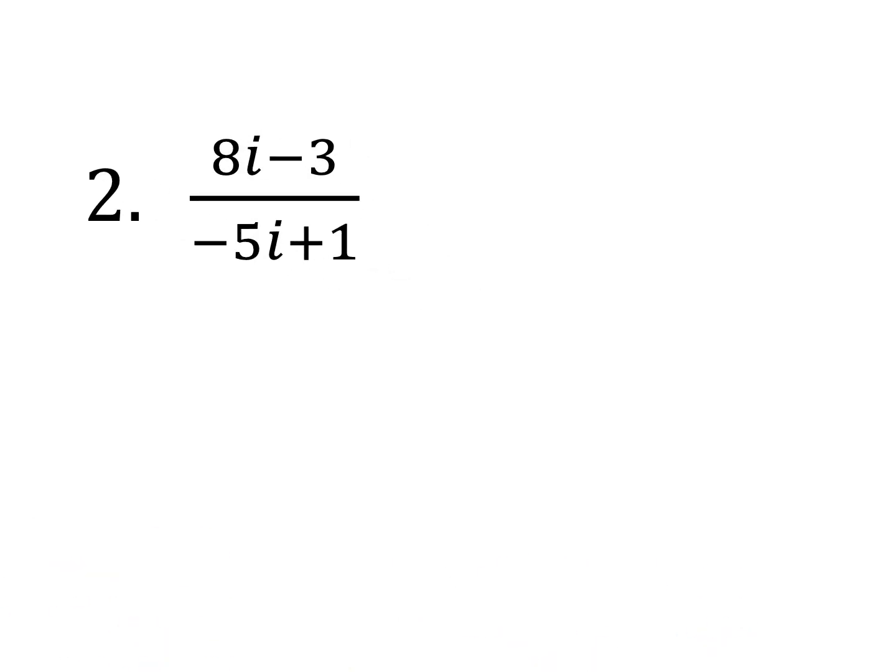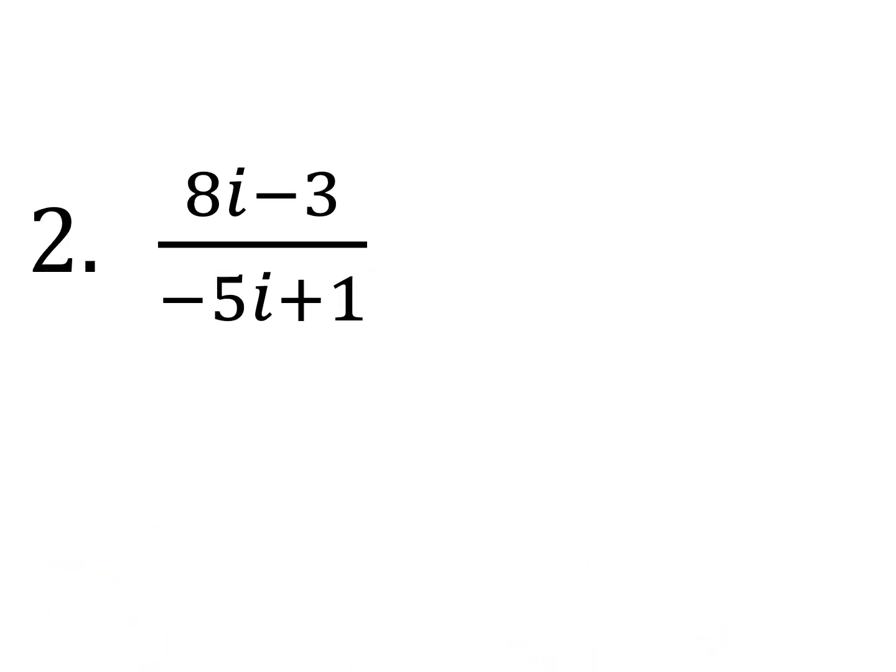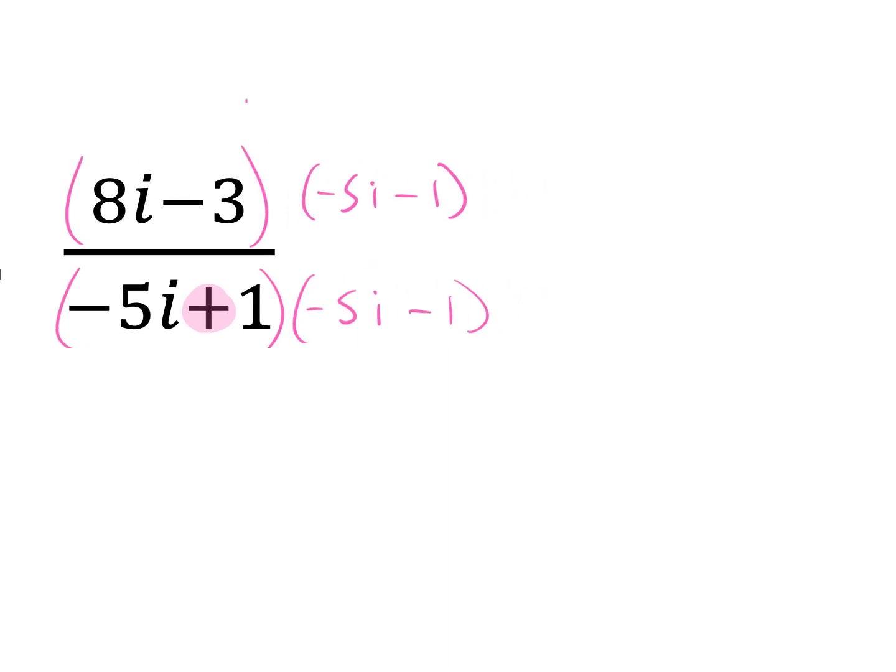So for number 2, you had a question like this from the quiz. So you might see it on the test. We need to multiply by the conjugate of the denominator. So the conjugate of the denominator, the sign in the middle changes. This would be negative 5i minus 1. So whatever we multiply to the bottom, we also have to multiply to the top. Negative 5i minus 1. On the top, we're going to FOIL it out.